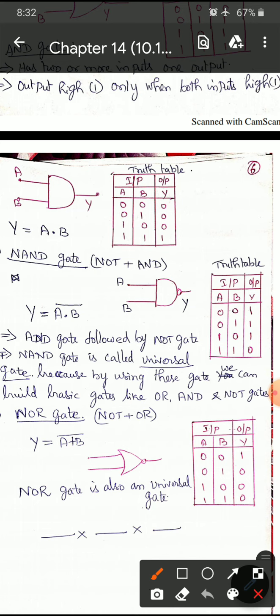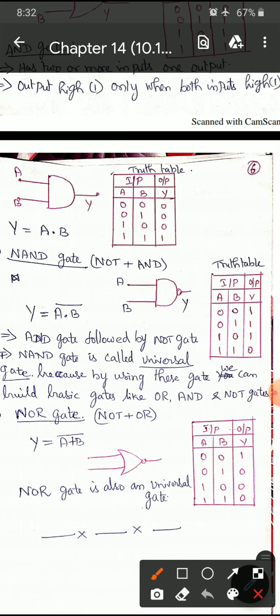The basic gates we have seen are AND, OR and NOT gates. Here this gate, the NAND gate, is the combination of 2 gates. From the name itself we can find N plus AND, that is NOT plus AND.